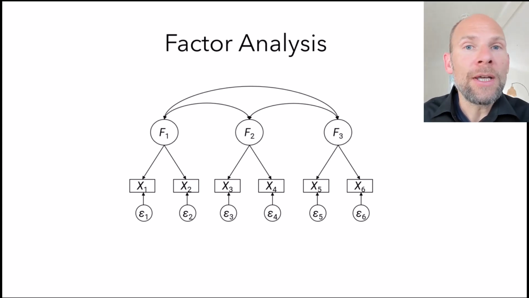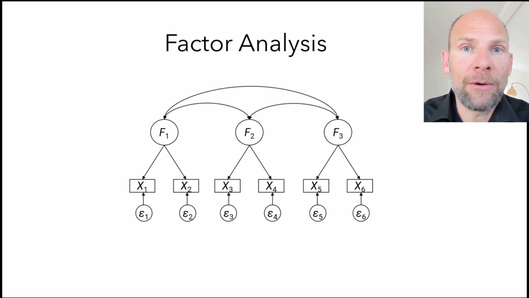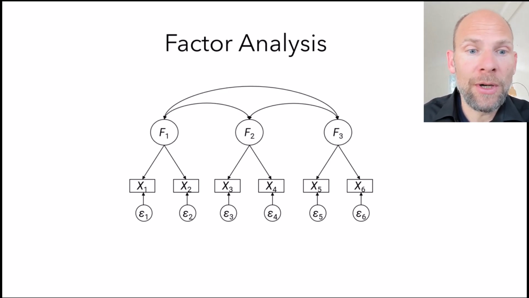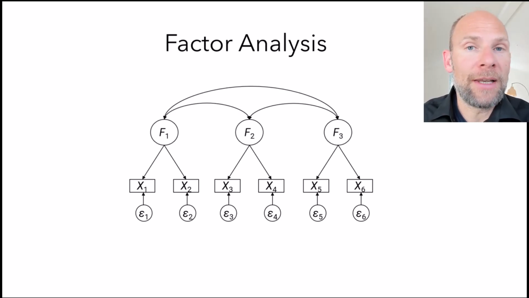And also by doing this, by introducing the latent factors, we are accounting for measurement error. So with the epsilon variables that you can see at the bottom, we are accounting for measurement error in the observed variables. And then we have latent variables that are corrected for measurement error.